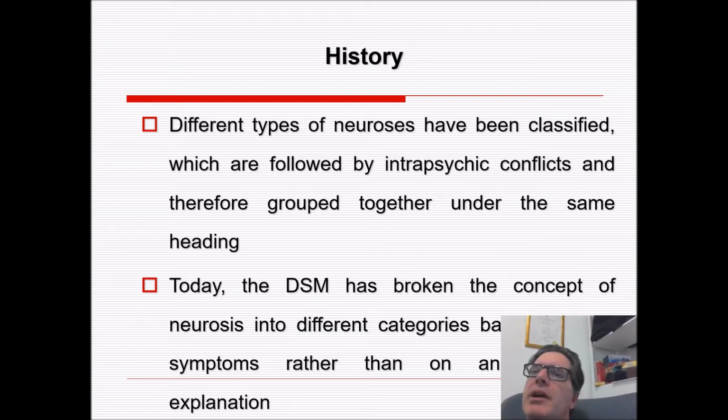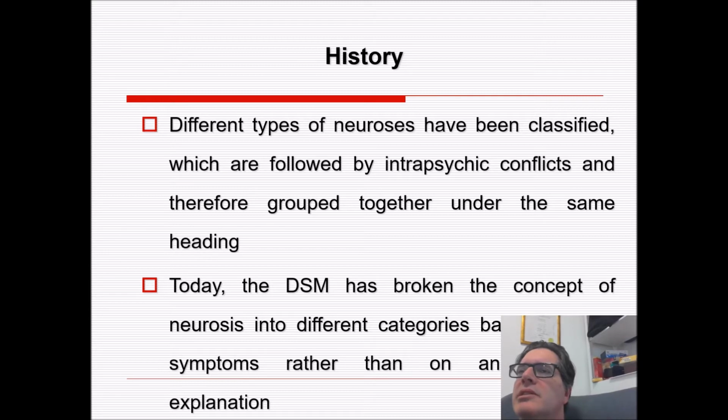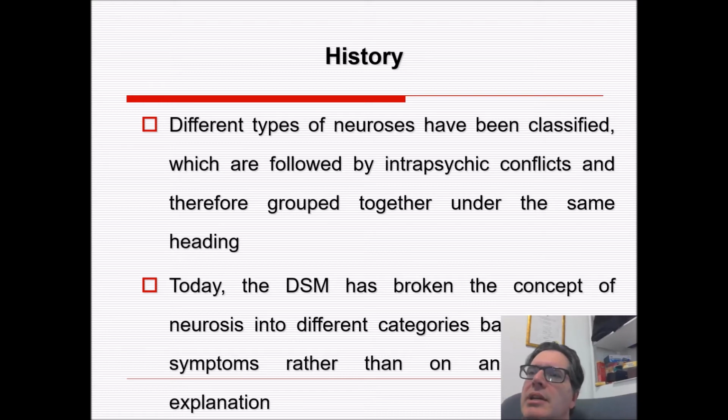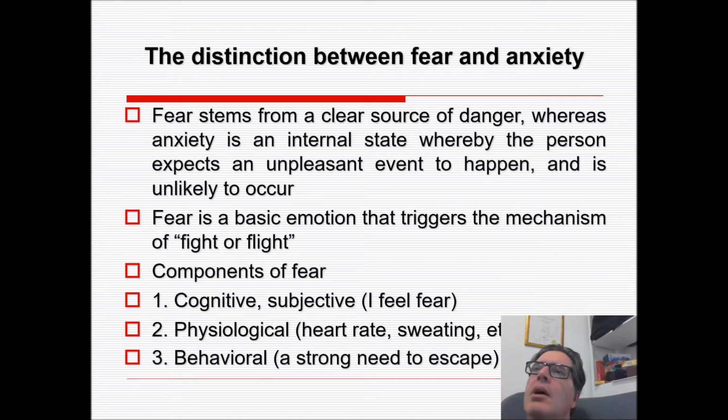And today we have different categories. I'm going to be talking a little about DSM-4 and DSM-5 and how things change. But we do have quite a lot of anxiety disorders in DSM-4. Another very important distinction is between fear and anxiety. Now, fear is a very important biological factor. We need fear in order to survive.